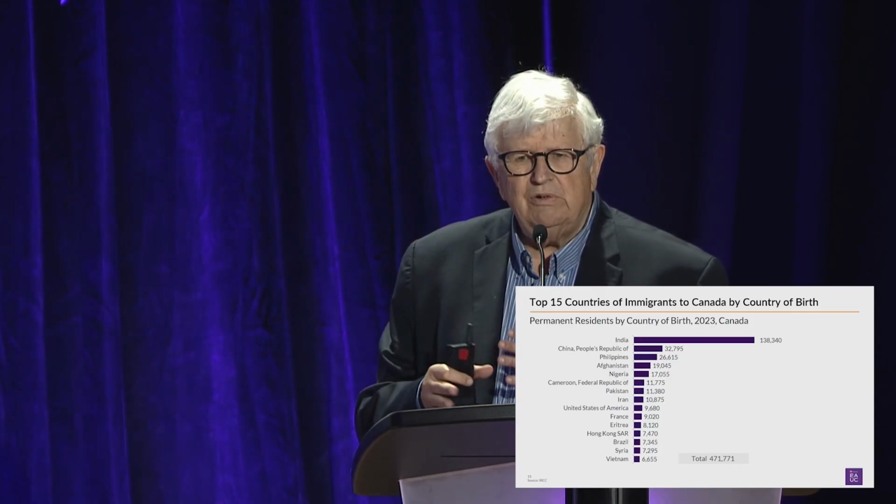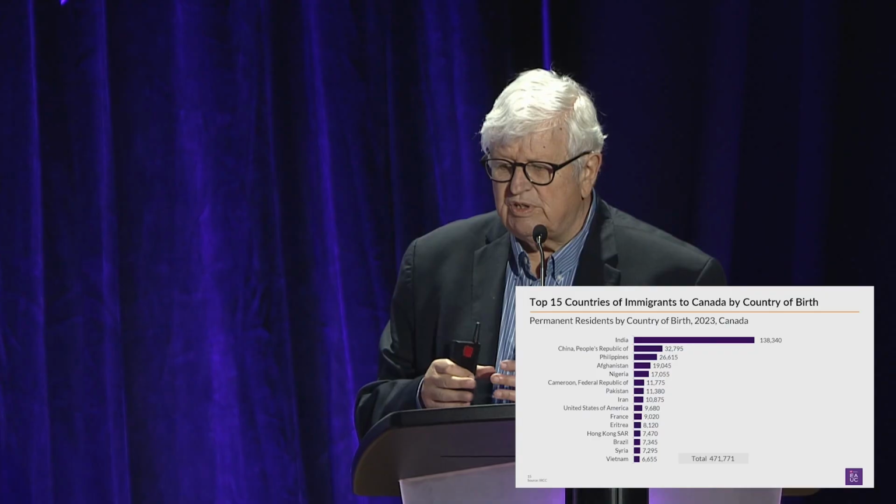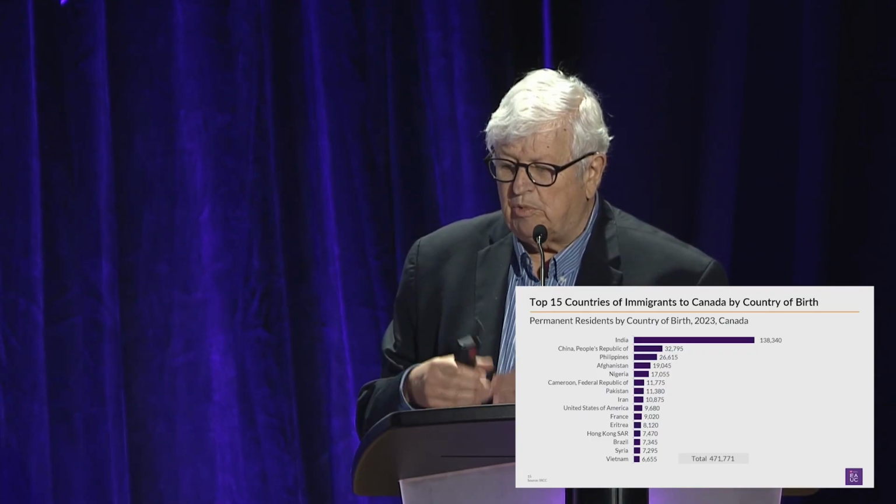And we see a number of African countries starting to show up. And we saw this beginning about 10 years ago. Numbers are small, but you see Nigeria now, the 5th highest, the Cameroons, the 6th. Go down further, Eritrea. So the African countries starting to see migration into Canada.